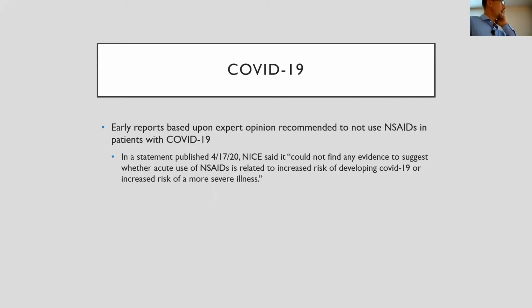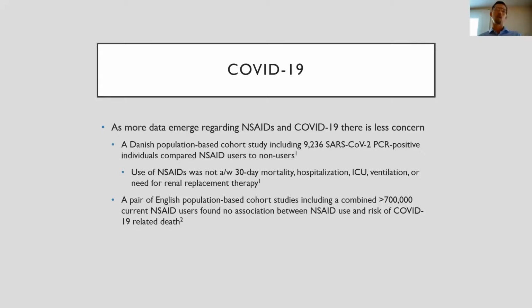This slide I left in there from last year to say that early reports based on expert opinion recommended not to use NSAIDs in patients with COVID-19. And this was based on this particular study here from the UK. They said that we can't find any evidence to suggest whether acute use of NSAIDs is related to increased risk of either developing COVID-19 or increased risk of more severe illness. But they basically said, yeah, maybe it's best to not use them. But as more data have emerged, there is less concern on this.